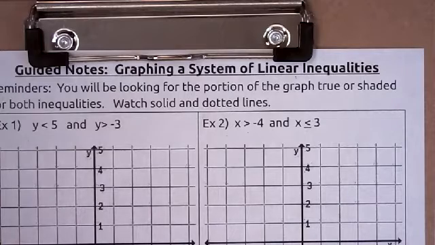Okay, now what is going to happen here is just like with systems of equations, we're going to be graphing two inequalities on the same piece of graph paper. And we're going to want to find the section of the graph where they overlap each other. Okay, so let's just jump in and see how this is going to work.